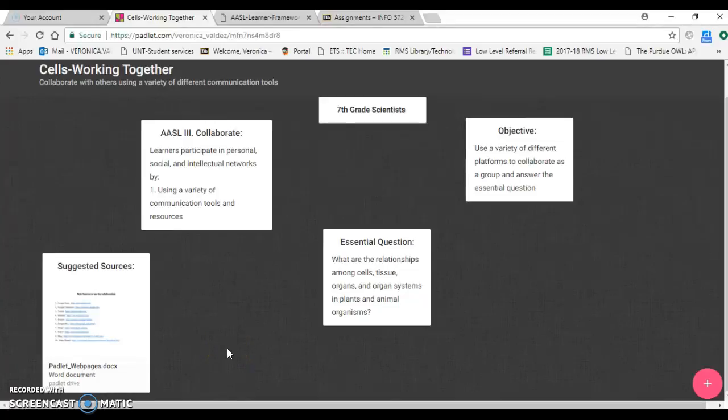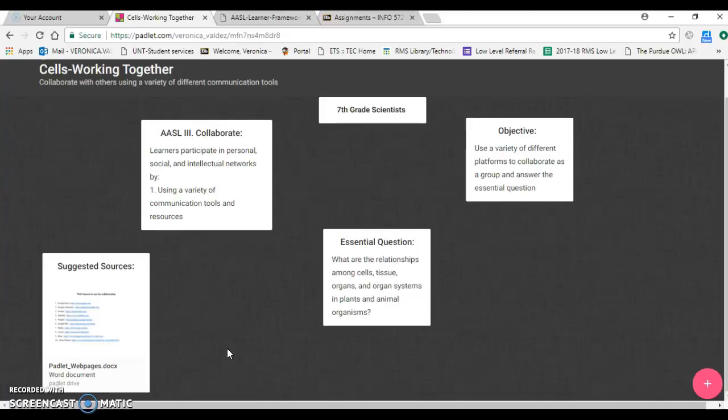Hello, 7th grade scientists. We are looking at the research project that you are doing in your science classrooms. There's a couple of things that I wanted to help you with in case you needed some more information. Your assignment is about cells and you need to work together with partners.